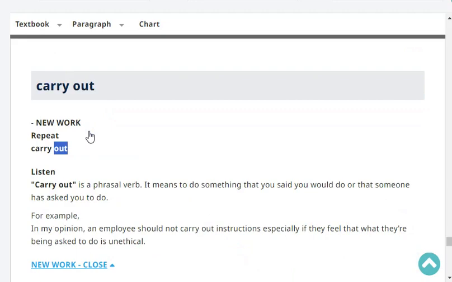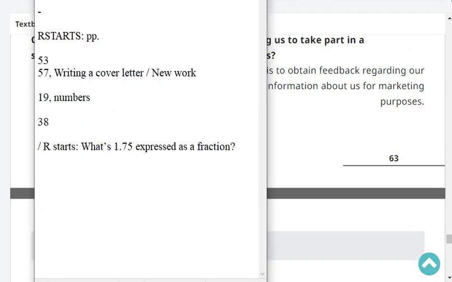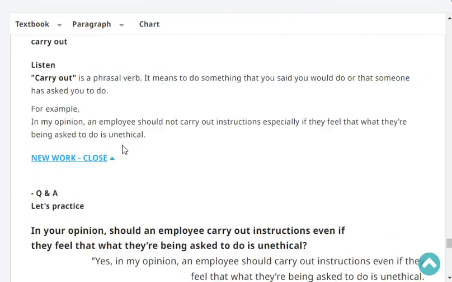Okay, next, last one. Carry out. Very good. Okay, listen. Carry out is a phrasal verb. It means to do something that you said you would do or that someone has asked you to do, like an errand. For example, in my opinion, an employee should not carry out instructions, especially if they feel that what they're being asked to do is unethical.